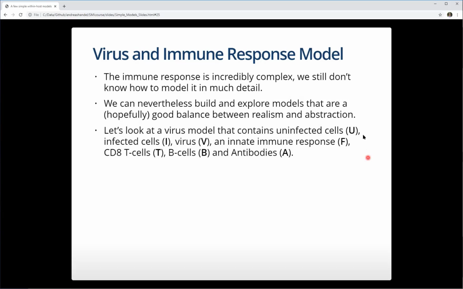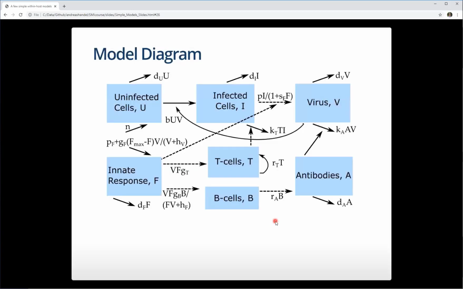We'll do the virus model. We have the uninfected cells, infected cells, and virus. And now we throw in a bit of immune response. We have an innate response. We just model that with one term. We're saying this is the totality of the innate response, all summed up together, so it doesn't correspond to any one specific biological quantity, but it's the totality of the innate response. Then we have CD8 T cells, B cells, and antibodies. And so each component we track gets its own box.